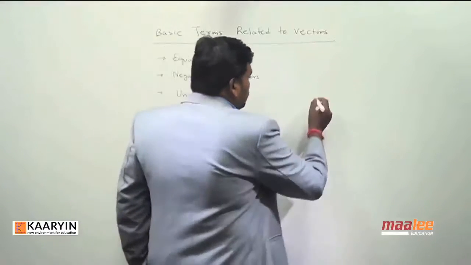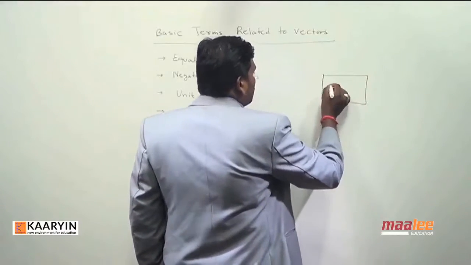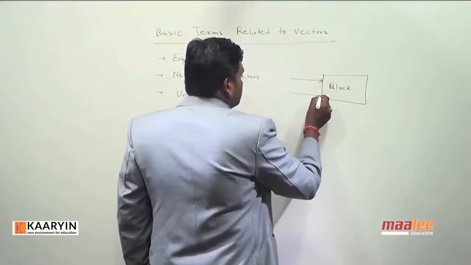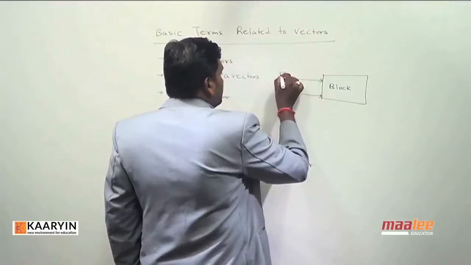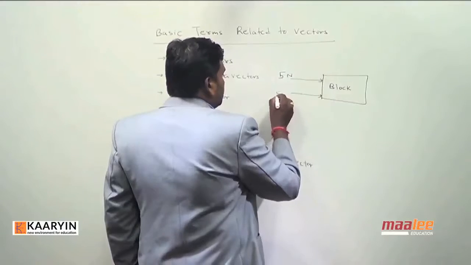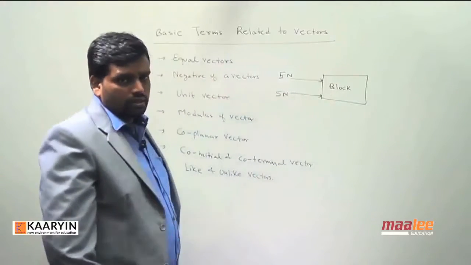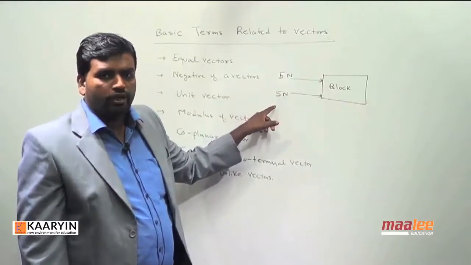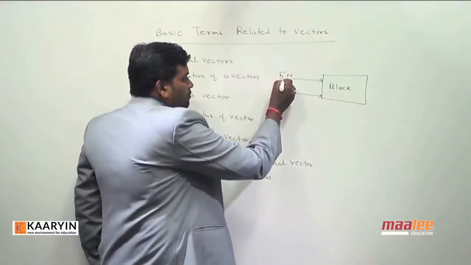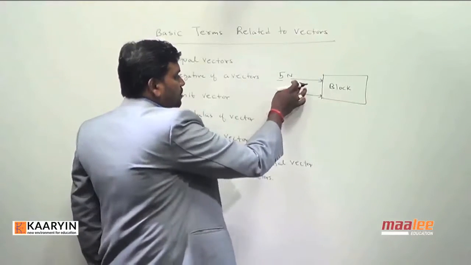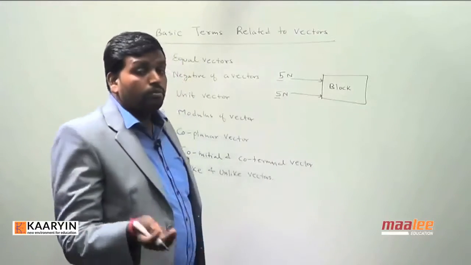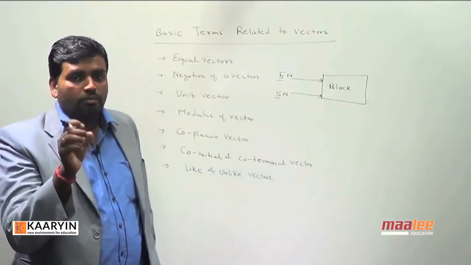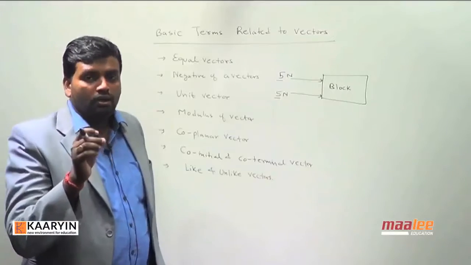Example, suppose a block is there, this is a block. Suppose on this block one boy is applying force of 5 Newton and another boy is also applying force of 5 Newton. So now see, what is the magnitude of both the forces? 5. What is the direction of both the forces? Same. So here both the forces are having same magnitude, same direction. So we will say both the forces are representing equal vectors.